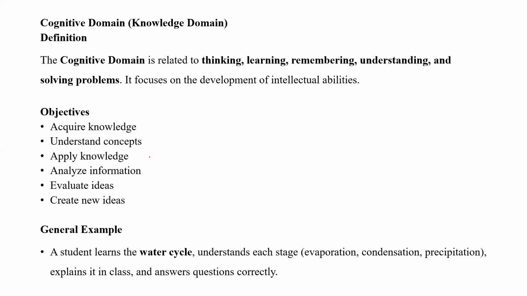So first one, cognitive domain. What is the cognitive domain? It is related to thinking, learning, remembering, understanding, and solving problems. The objectives are acquiring knowledge, understanding the concept, then applying the knowledge, analyzing, evaluating ideas and creating new ideas. I have given an example: to learn the water cycle, you understand each stage, evaporation, condensation, every step they have to understand, and they have to ask questions and do it live also.